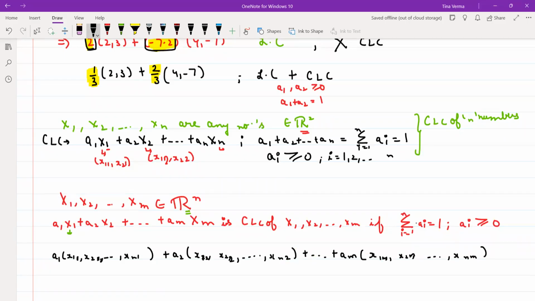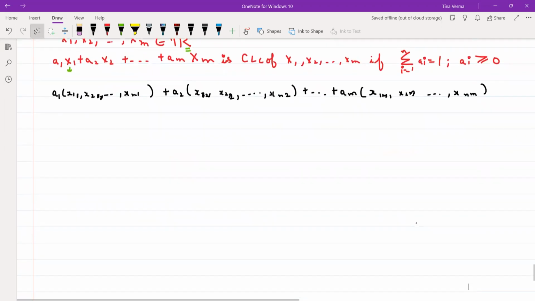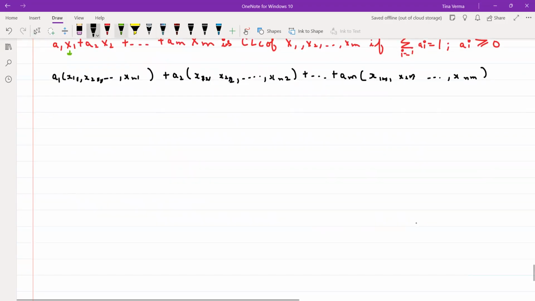So this will be the CLC if the sum of my AIs is 1 and all my AIs are greater than or equal to 0. Is the definition of CLC clear? This is a very important concept. Next, we are taking the convex set.